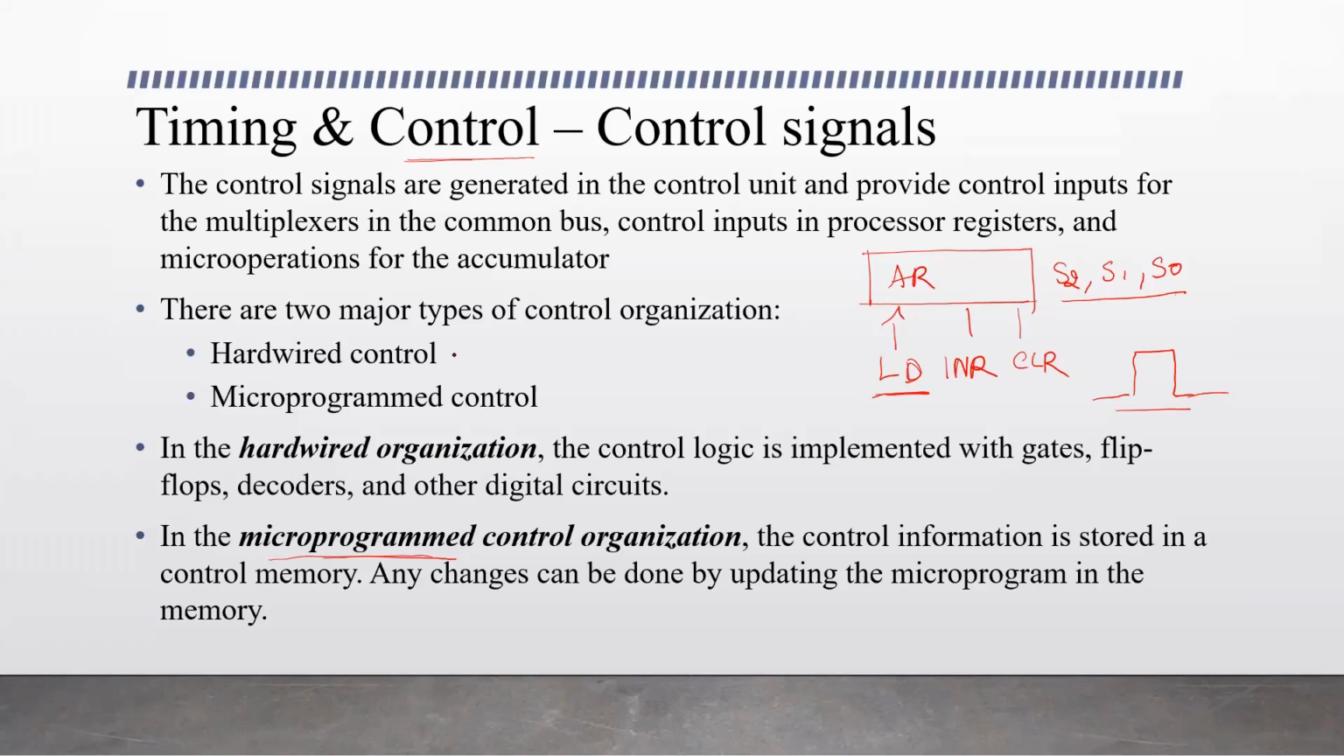It can be hardware control, implemented by hardware circuits such as logic gates, flip-flops, and other digital circuits used to implement this control. Or it can be microprogrammed control organization, where the control memory is programmed to control the operations. When changes need to be made, the program is changed, so that controls the operations.